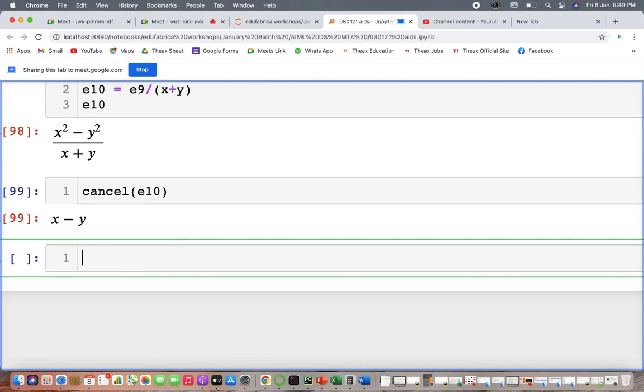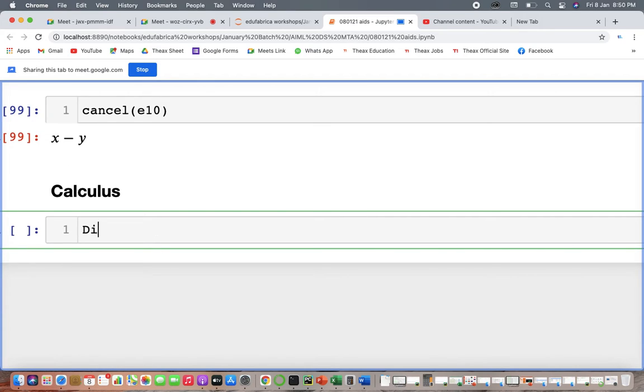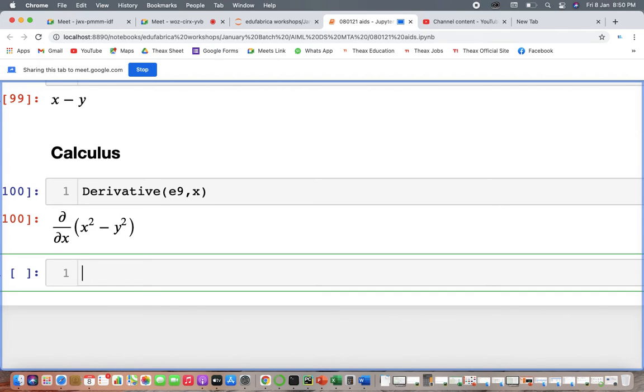And then integrations and differentiations parts are there also. So if we consider an equation like this, x square minus y square, and we want its differentiation, let me write the calculus part. If we go on with differentiation, we'll just be writing the derivative of that. So derivative of this with respect to x would be something like del by del x of x square minus y square.